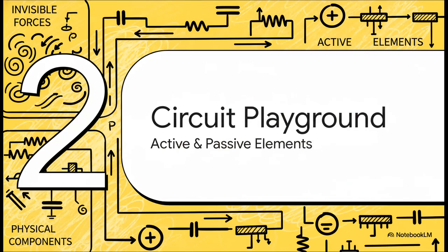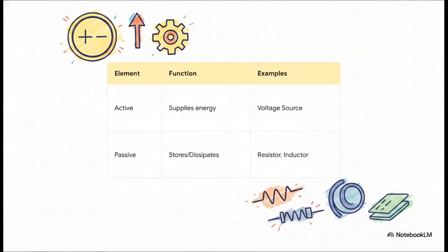Moving on to Section 2, mapping the circuit playground. Let's look at active and passive elements. We can categorize our network elements neatly into 2 main camps, active and passive. Active elements are the components that actually supply energy to the circuit. They're the engines driving the whole thing. Your independent and dependent voltage sources and your current sources, they live right here.